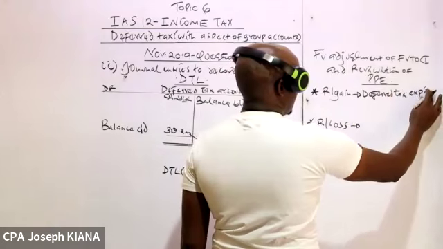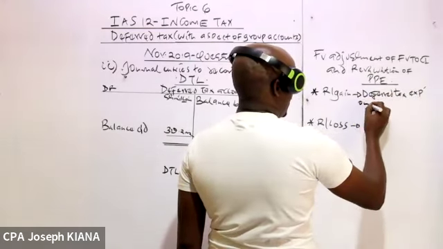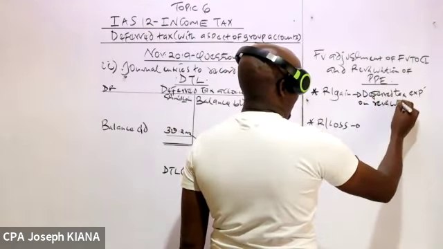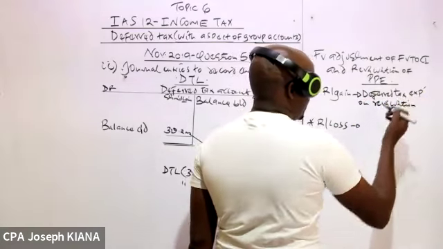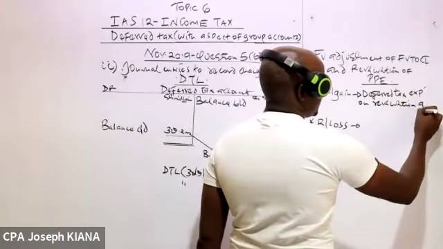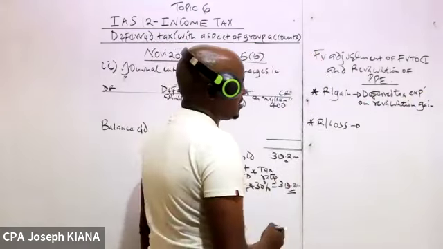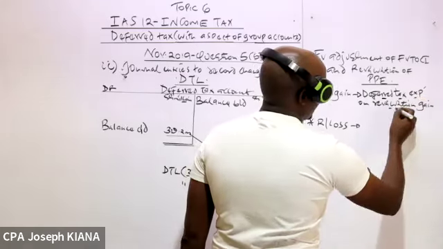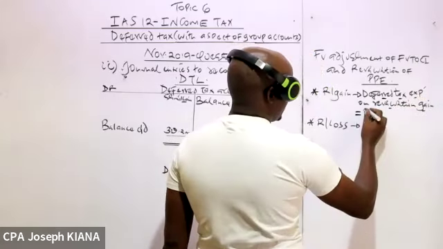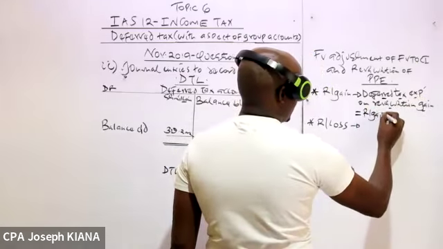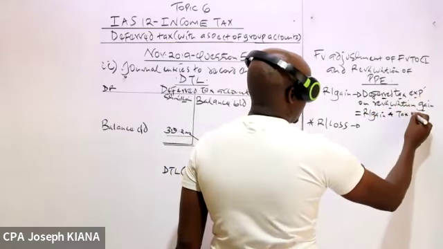Deferred tax expense on revaluation gain. So how do we compute this one? Deferred tax expense on the revaluation gain. To compute this one, we take the revaluation gain times what? Times the tax rate.